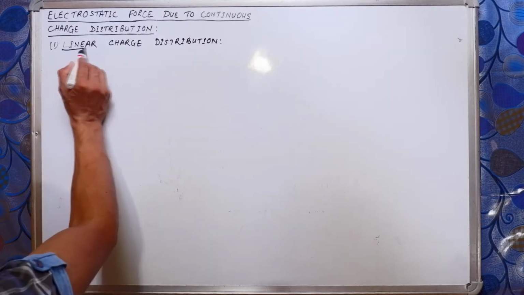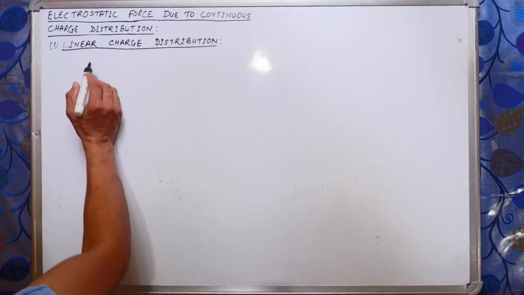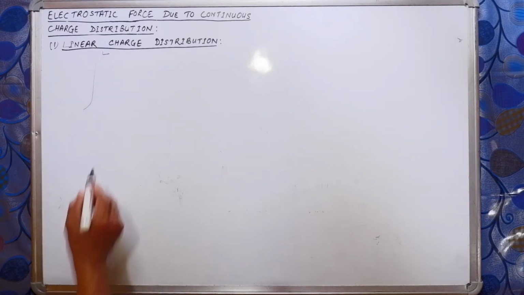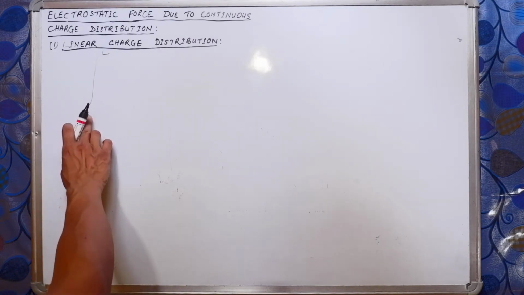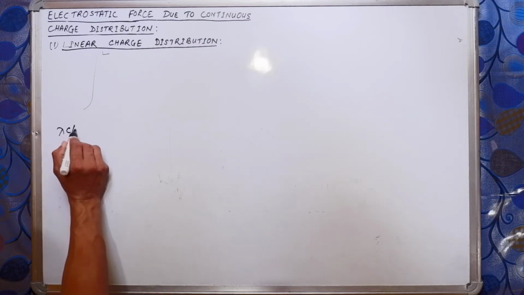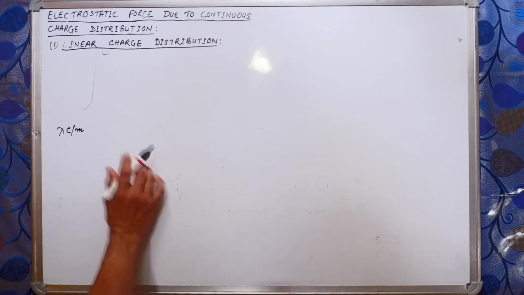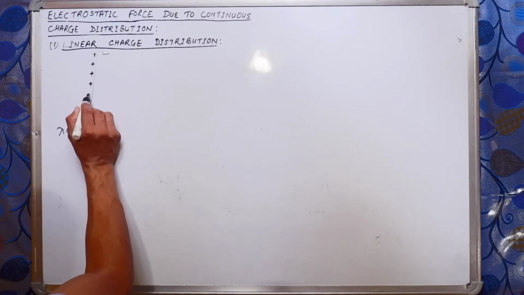Linear charge distribution. So here that means the charge is distributed over a long conductor, for example a long thin wire. So let us consider a very thin conductor of length L. This is a long thin conductor of length L with a uniform positive linear charge density lambda coulomb per meter. So here it is positively charged, which is distributed uniformly.